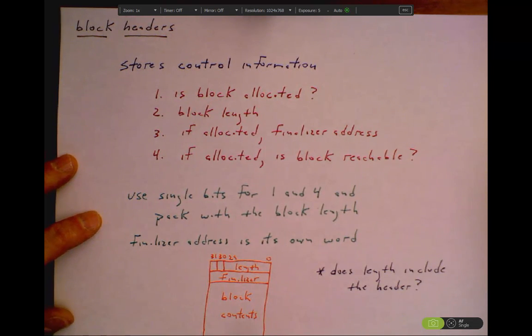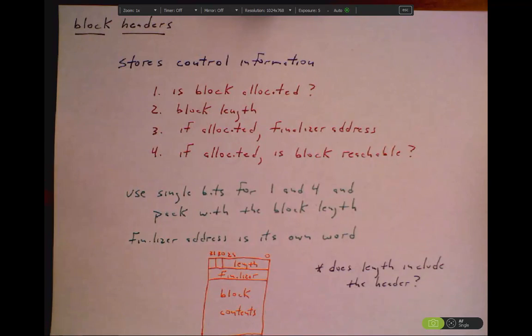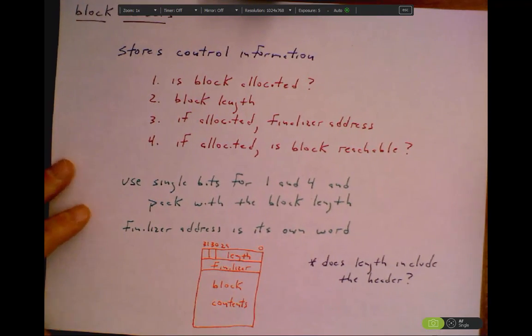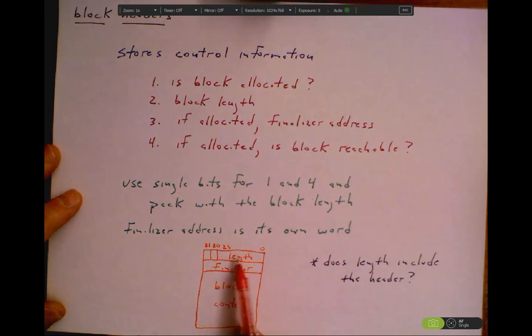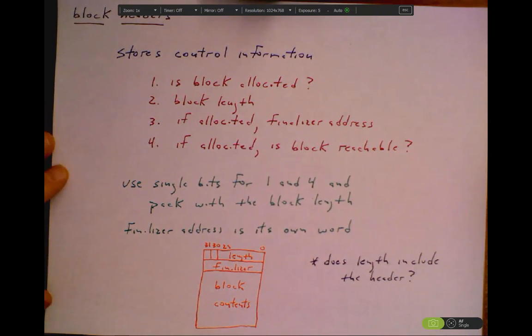So the user, if it was an allocated block, would see this portion. These 2 control words would be hidden from the user, but they're there in memory. This is one of the reasons why you can have subtle bugs where you destroy those words by mistake, and then your allocator does bizarre things.